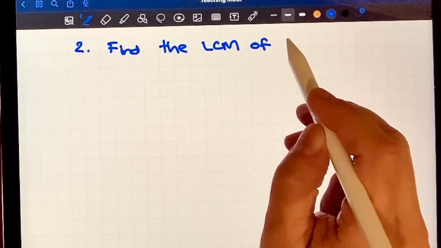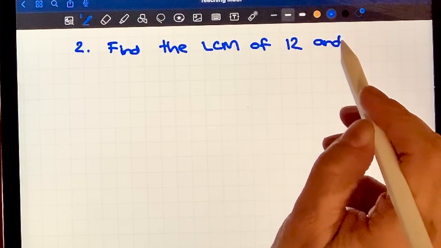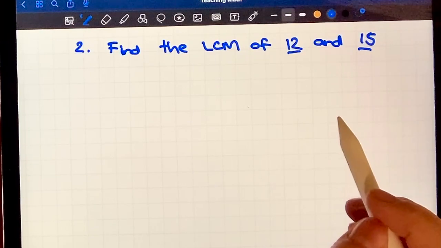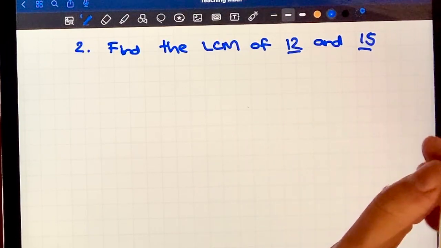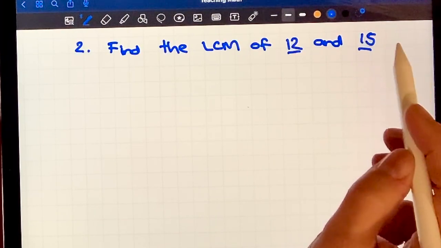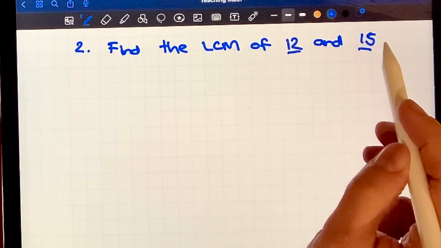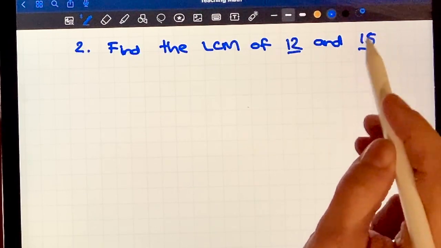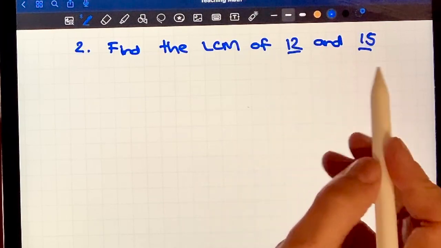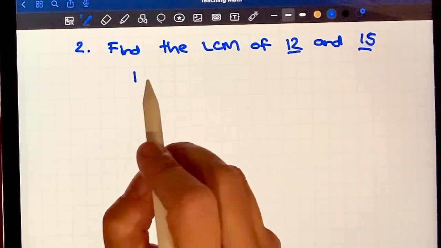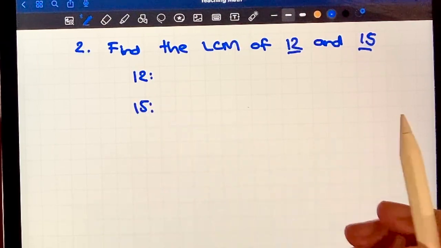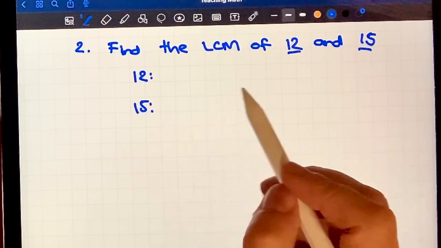This one wants us to find the LCM of 12 and 15. Most of us will only know our times tables up to 12. Generally speaking, people don't normally know their 15 times table. So what do you do if you get a question like this where you don't know your times table for that number? Well, that's not a big deal because there are easy ways to find it.